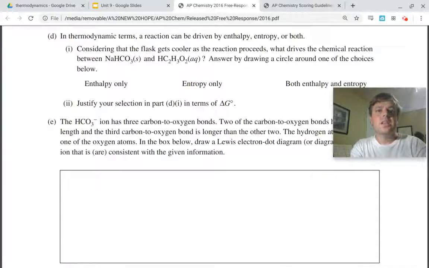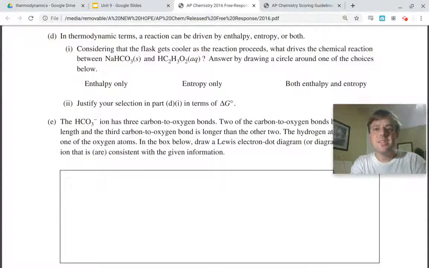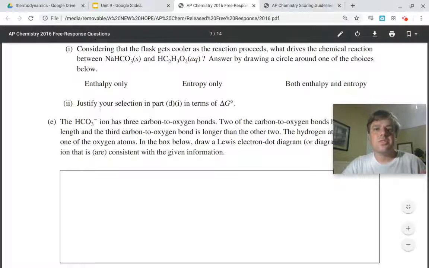It says, in thermodynamic terms, a reaction can be driven by enthalpy, entropy, or both. Considering the flask gets cooler as the reaction proceeds, what drives the chemical reaction? Answer by drawing a circle around one of the choices below. Well, since the flask gets cooler, that means it's an endothermic reaction, which is not favorable. So this is not being driven by enthalpy.